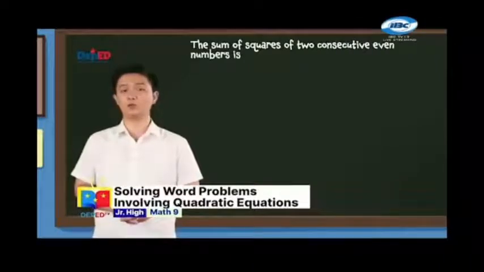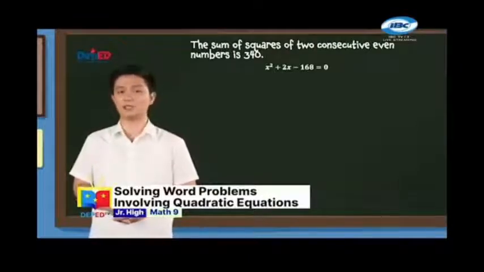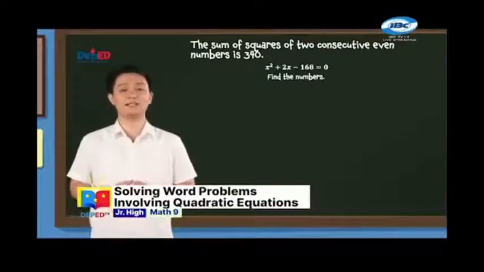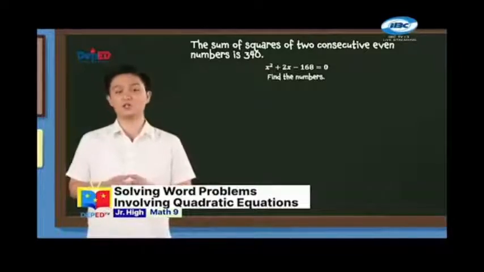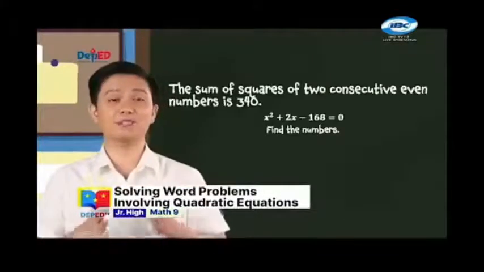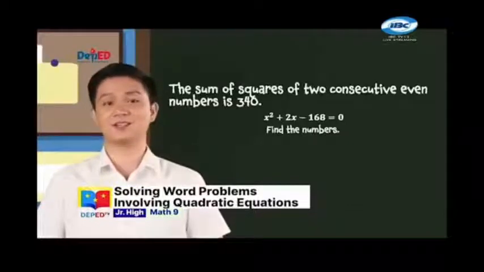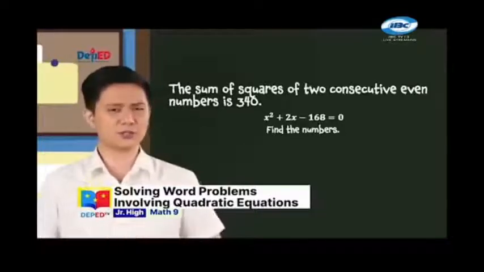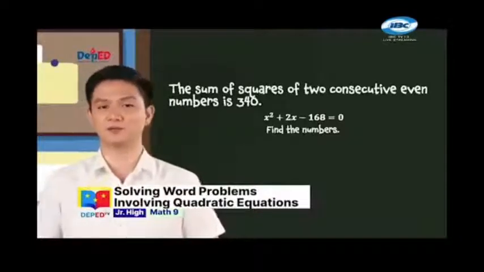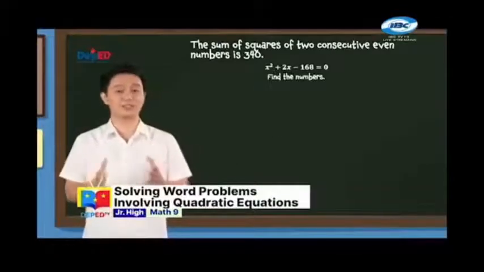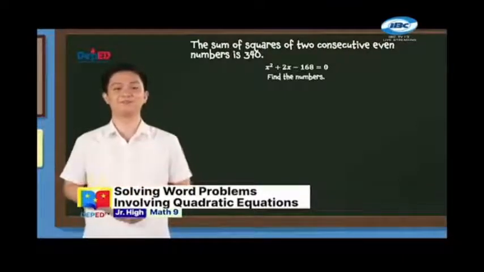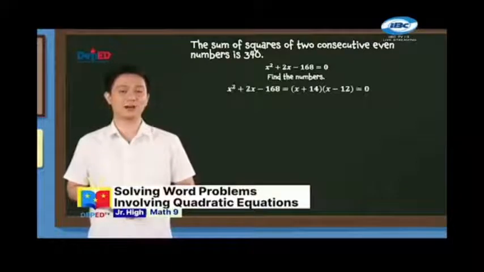Verbal sentence number 4, which is translated as x squared plus 2x minus 168 equals 0, could prompt us to find the numbers. Let's solve then the equation to determine what these numbers are. For 4 times in a row now, we would be solving the equation by factoring. Not that it can't be solved by other methods, but factoring for me is the most convenient method to use. So, if you prefer completing the square or using the quadratic formula to solve, go ahead, live your life.